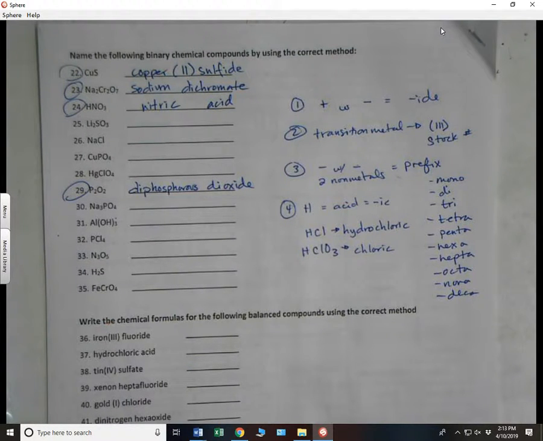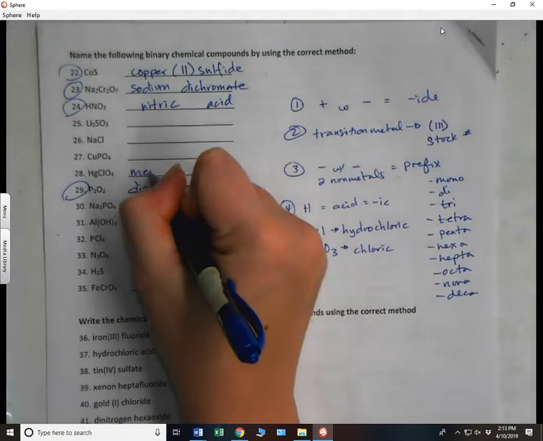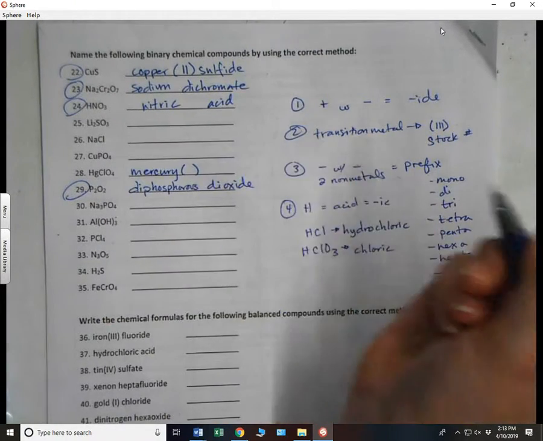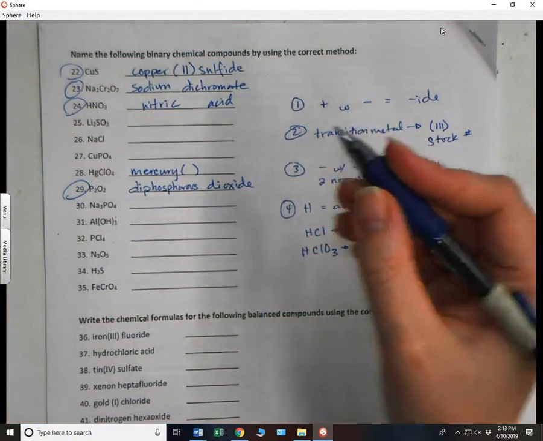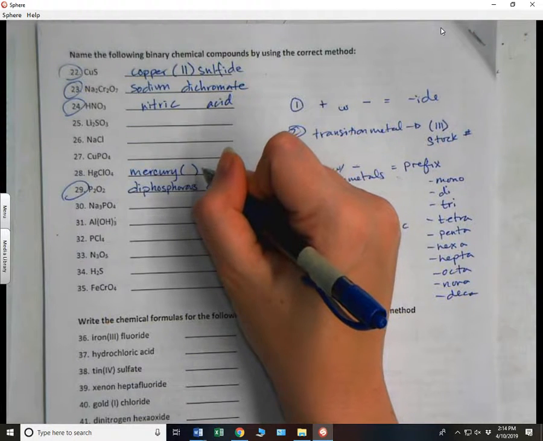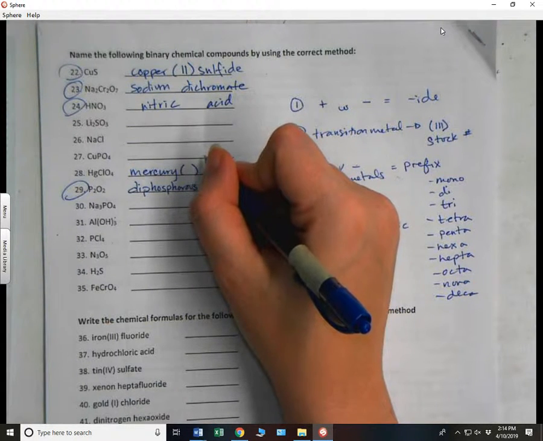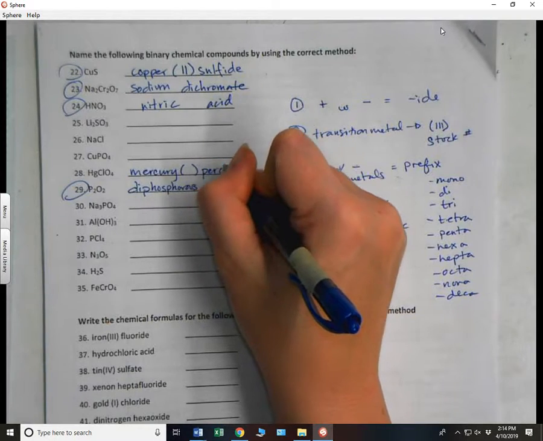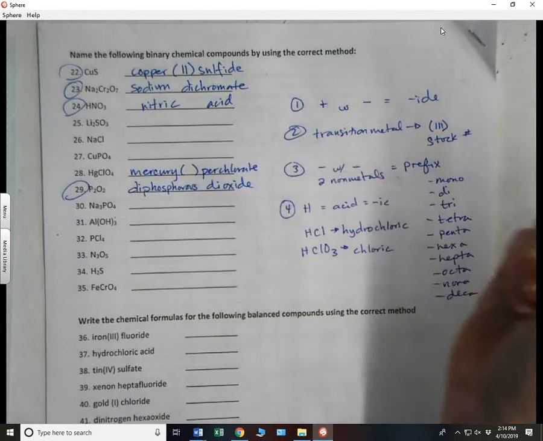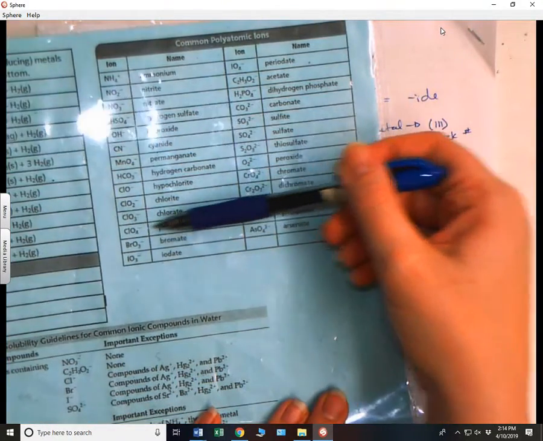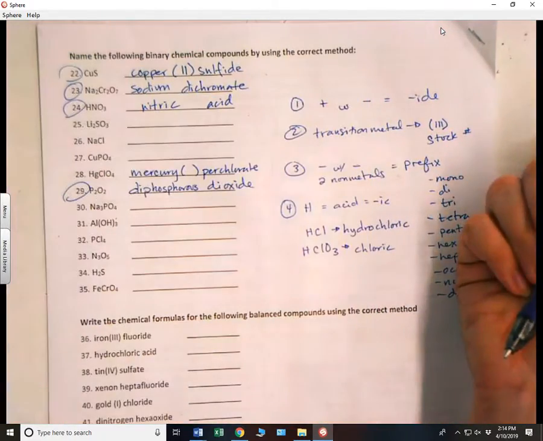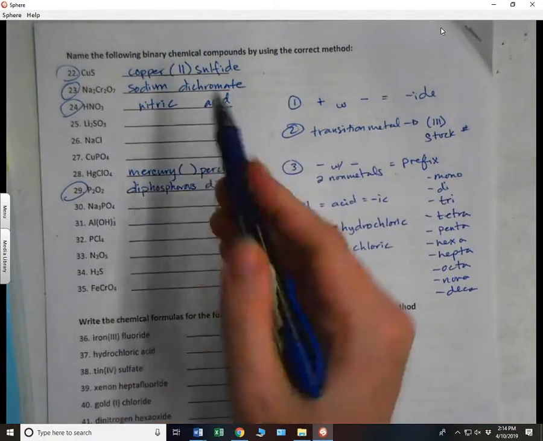28. Mercury. Mercury is in the center, so I will need a stock number since it's over here. And ClO4 is chlorate. No, it's not. It's perchlorate. ClO3 is chlorate. So ClO4, and remember you will get the table, right? So just find it. ClO4 is perchlorate with a -1 charge. And this is a 1-to-1 ratio, so mercury will also just be a 1. Any of these others?